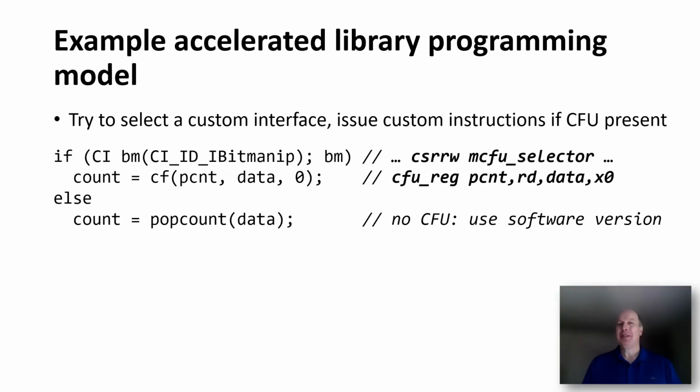Here's an example of a possible accelerated library programming model, in which we try to select a custom interface and issue custom instructions, if its CFU is present in the system. The library calls the custom interface scope constructor in the runtime to look up the custom interface ID for ibitmanip. This can succeed or fail. If it succeeds, a CSR read-write configures MCFU selector to select that CFU, and then a custom pop count instruction issues. If that CFU is not configured in this system, then software falls back to a pure software version of pop count.